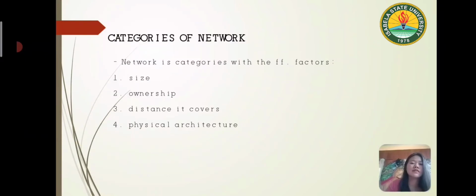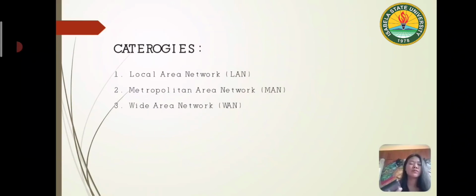So next, categories of network. First, size. Second, ownership. Third, distance it covers. Fourth, physical architecture. So, dito sa categories na include din yung LAN or local area network. Local area network is a private network that connects computers and devices within a limited area, like a residence, an office, a building, or a campus.